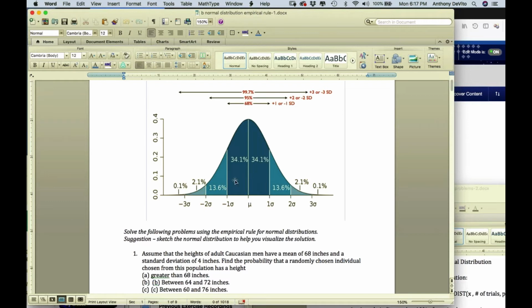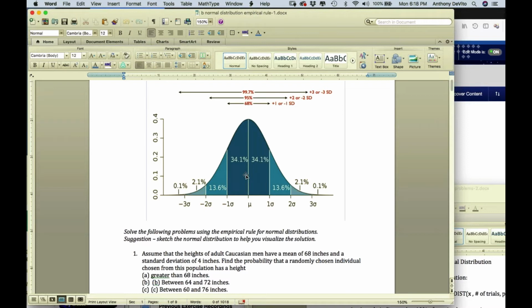By looking at it this way, in terms of the arithmetic mean and the number of standard deviations below or above the mean, we can now apply this to all normal distributions going forward. So 68% of the population is between one standard deviation below and one standard deviation above.